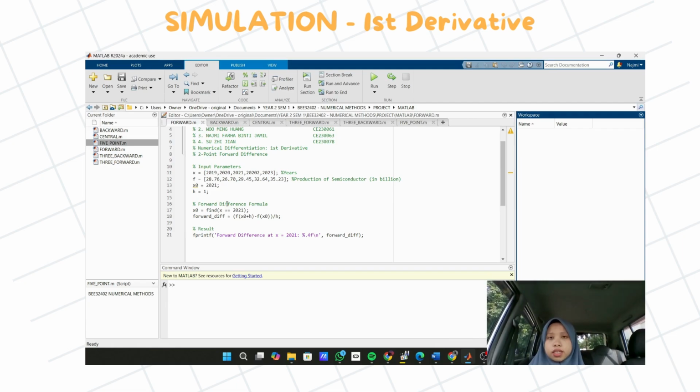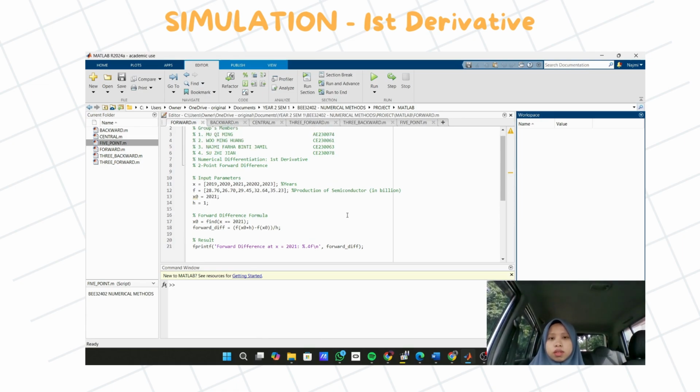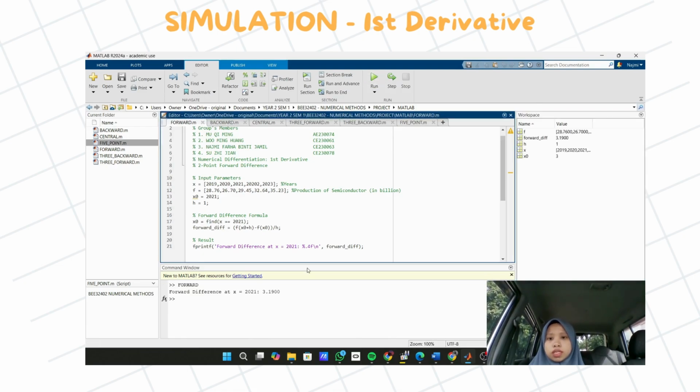We have set the X to 2021, and this is the formula for forward difference: f(x0+h) minus f(x0) over h, and then we can display the result by using four decimal places. So this is the same as the manual calculation, which is 3.1900.